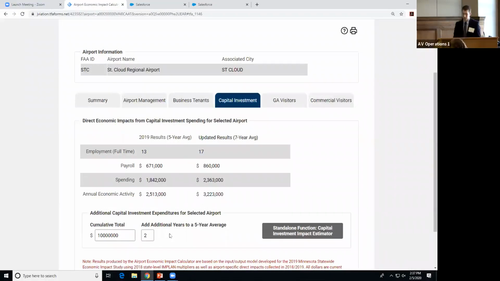So we started with a 5-year average, and because we're adding $10 million over an additional 2 years, it's now modifying that 5-year average into a 7-year average that includes that $10 million. So initially, at first glance, well, $10 million, it only went up 700,000. Well, keep in mind the math here, and I can pull up a calculator. Let's actually do that.